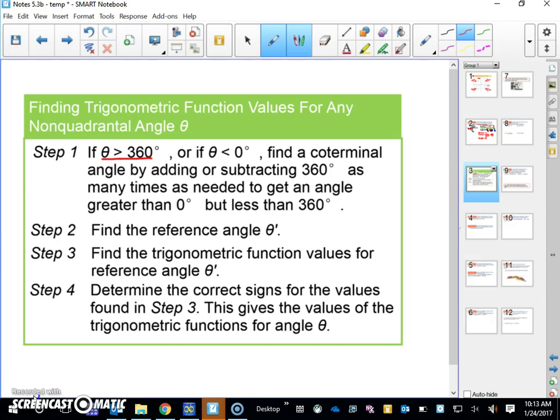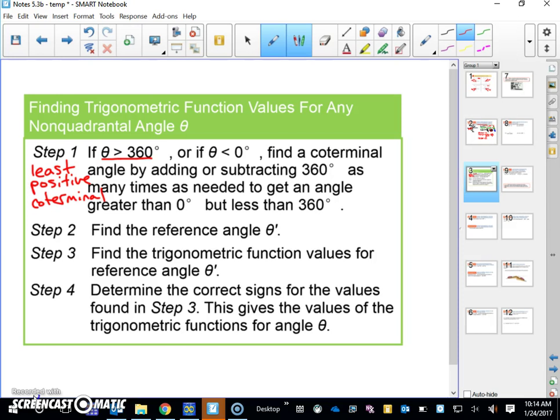We want to find the least positive coterminal angle. So that's where we subtracted 360 a couple of times to make sure we got a number in between 0 and 360. It's just a little bit easier to deal with there. Not 100% necessary, but that might make it easier.